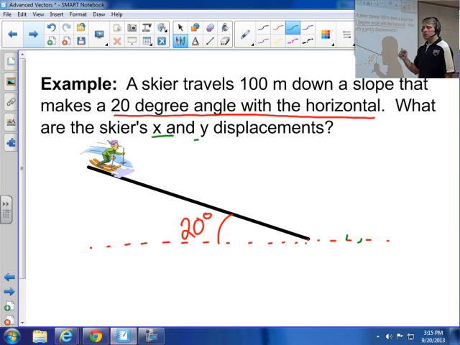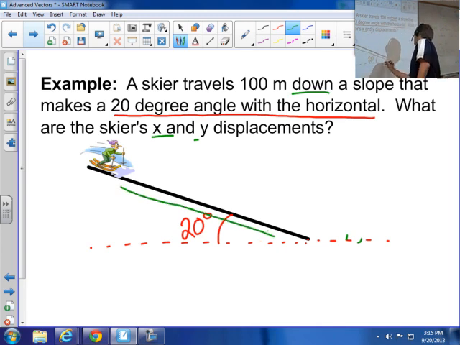Does my skier have a displacement up the slope or down the slope? They didn't draw an arrow for me, did they? Well, it's a skier, and it says that he travels down a slope, so his displacement is apparently along the direction of the slope and downwards, like this. Just like that. That's his total displacement. And that displacement is 100 meters.